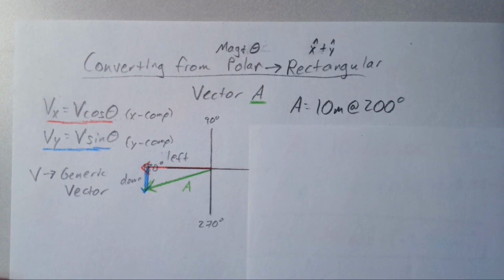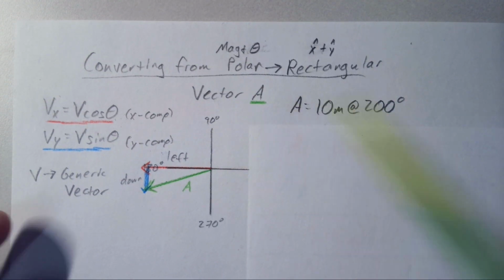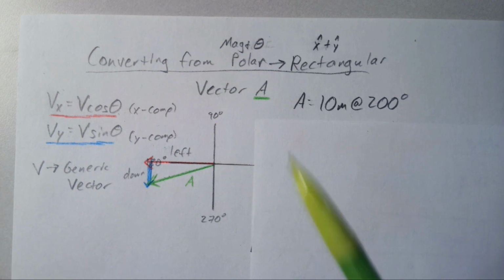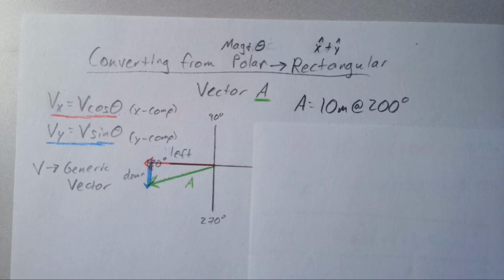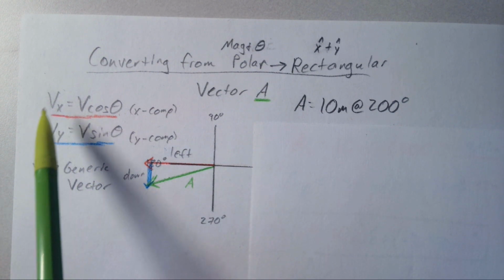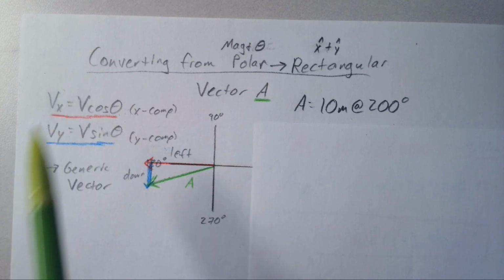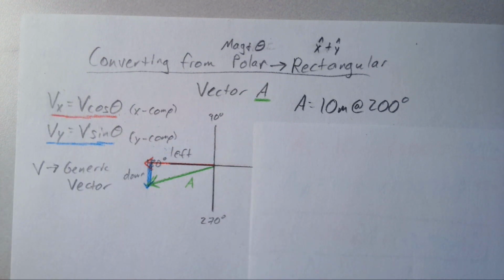So let's say that we have a vector. I want to be clear because this is kind of confusing: we've always used v for velocity. Here V just stands for a generic vector. So I'm going to call this vector A, and so all my work is going to have, instead of v of x, a of x and a of y, and A cosine theta, A sine theta.